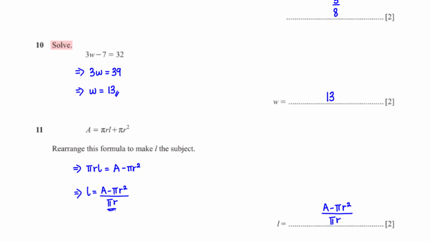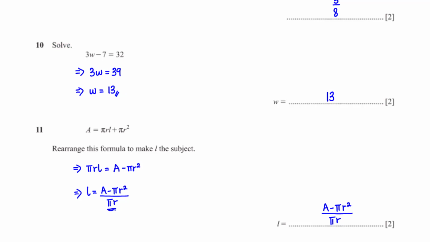Solve 3w minus 7 equals 32. When we add 7 to both sides, we get 3w equals 39. And when we divide both sides by 3, we get w equals 13.